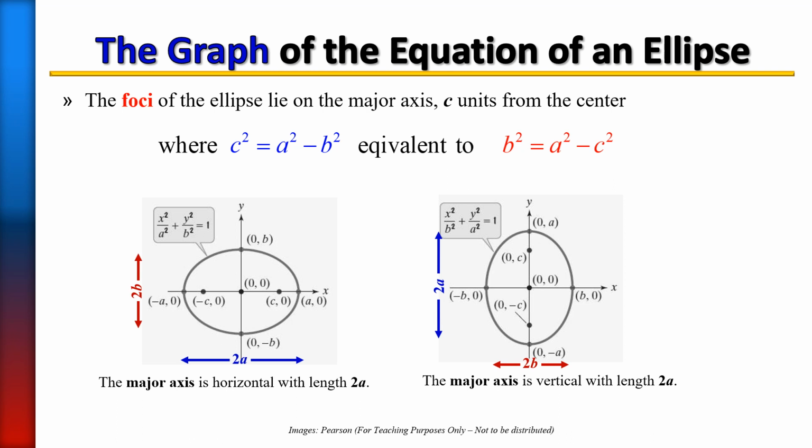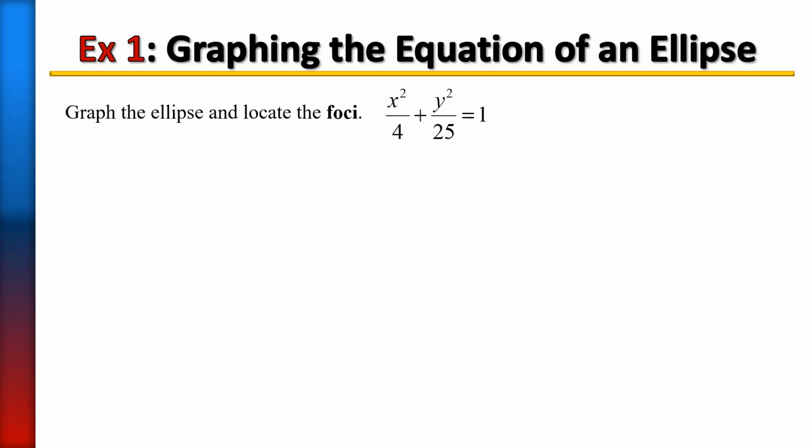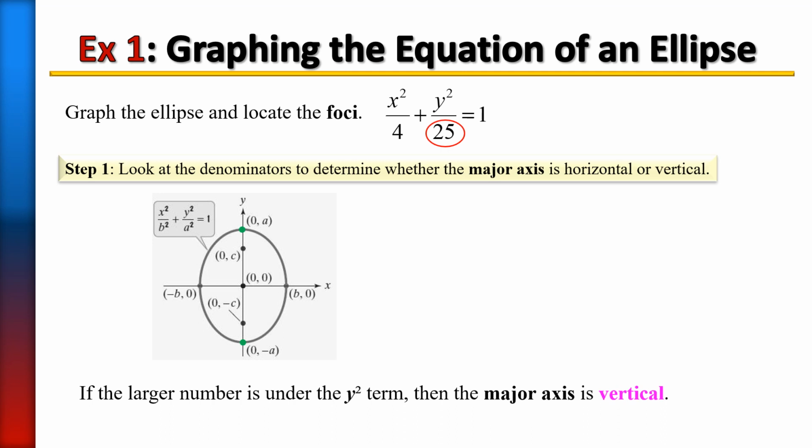So let's go ahead and get started. We're going to start by graphing an equation of an ellipse centered at the origin. In this example, we're asked to graph the ellipse and locate the foci of the given equation x squared over 4 plus y squared over 25 equals 1. Now, the first thing we need to do is to look at the denominators to determine whether the major axis is horizontal or vertical. If the larger number is under the y squared term, then the major axis is vertical.